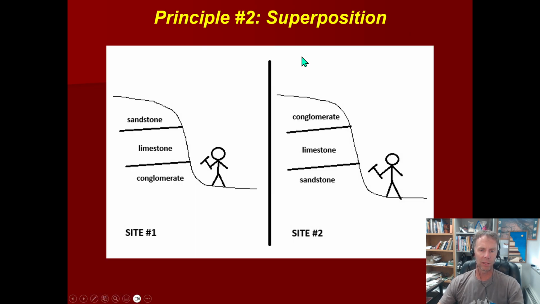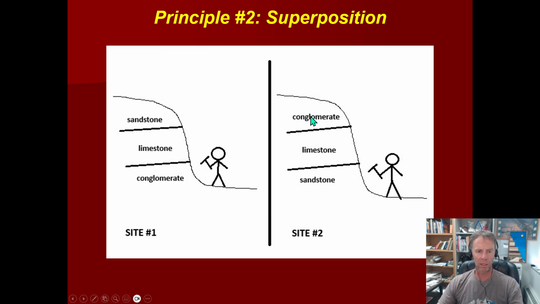And so this might be a situation where you might run into this. Let's say we go over here to one location, and our budding geologist checks out the rocks and sees that the sequence of these sedimentary rocks goes from conglomerate at the bottom to limestone in the middle to sandstone at the top. But maybe they hike over a few kilometers or miles away, go to some other location, and they see the inverse relationship with sandstone at the bottom, limestone, and then conglomerate on top.